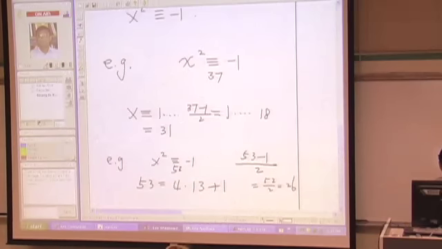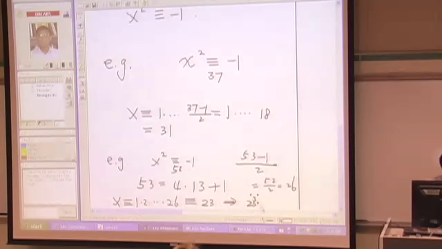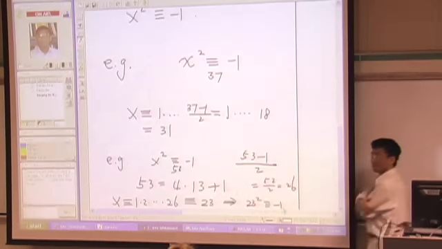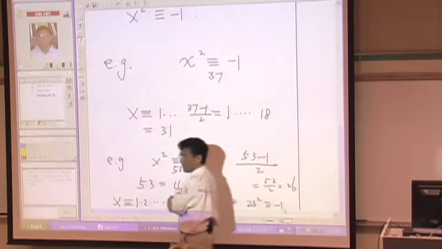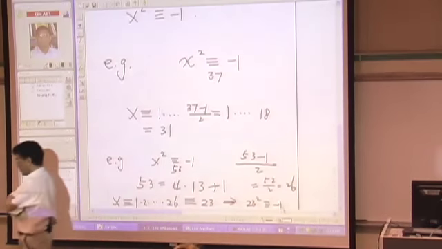to 26, right? So the solution is 1, 2, up to 26, mod 53, and that gives us 23, and then 23 squared is congruent to -1 mod 53. So this completely showed you this fact.